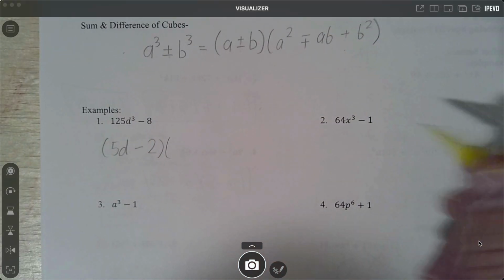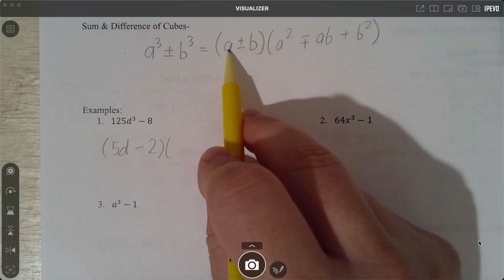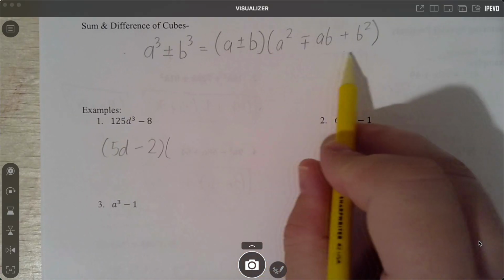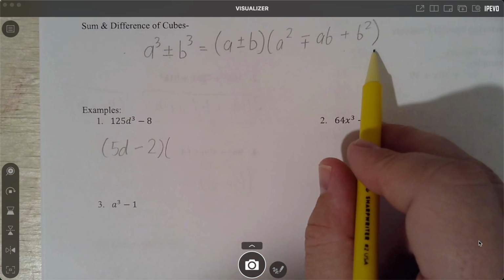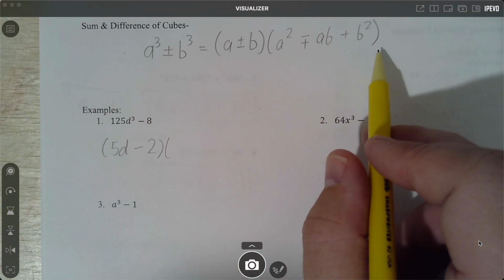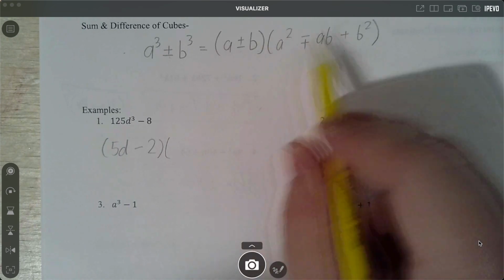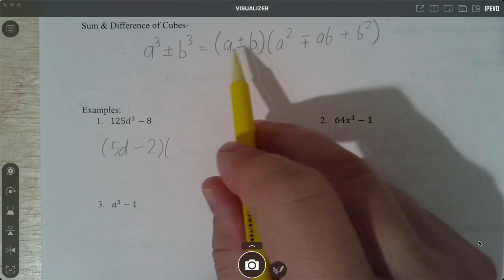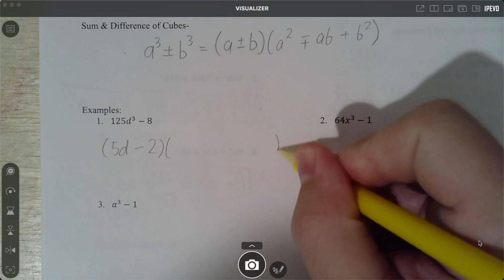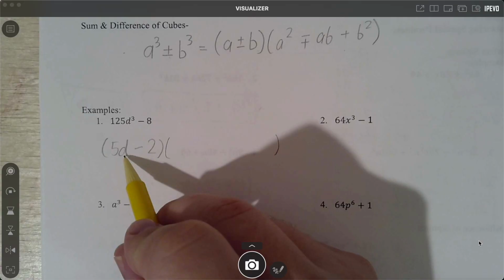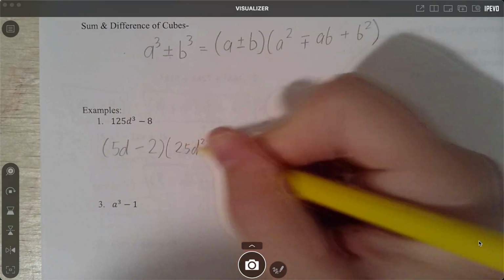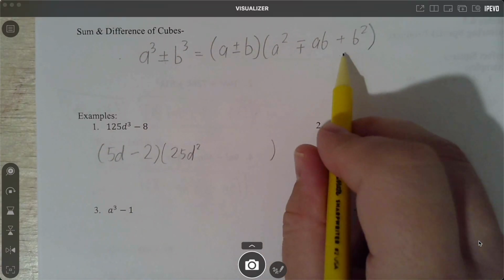Now from there, because you now have A completely isolated and B completely isolated, you can essentially form the second parentheses on the right-hand side of this formula. Sorry, that was a mouthful, but we can form the second parentheses on the right by using the building blocks of knowing just what A is and just what B is. Let's see what I mean by that. A squared, or 5d times itself, is 25d squared.